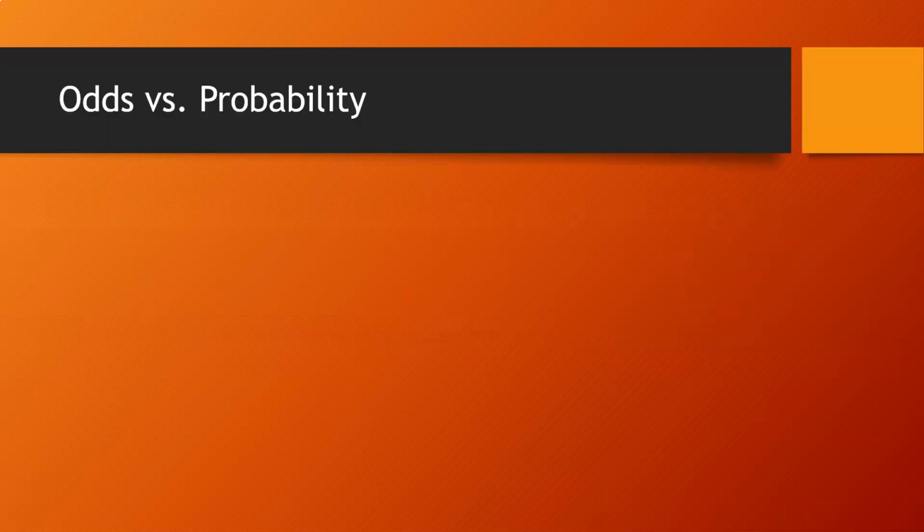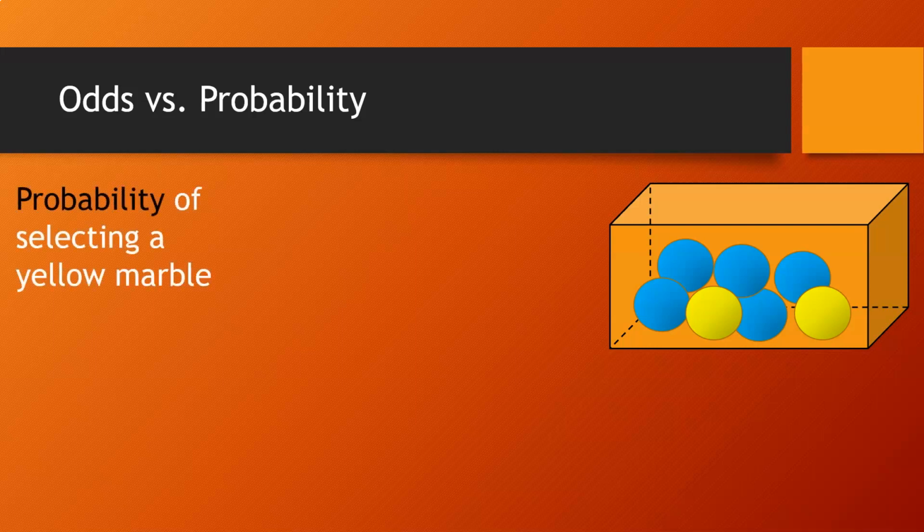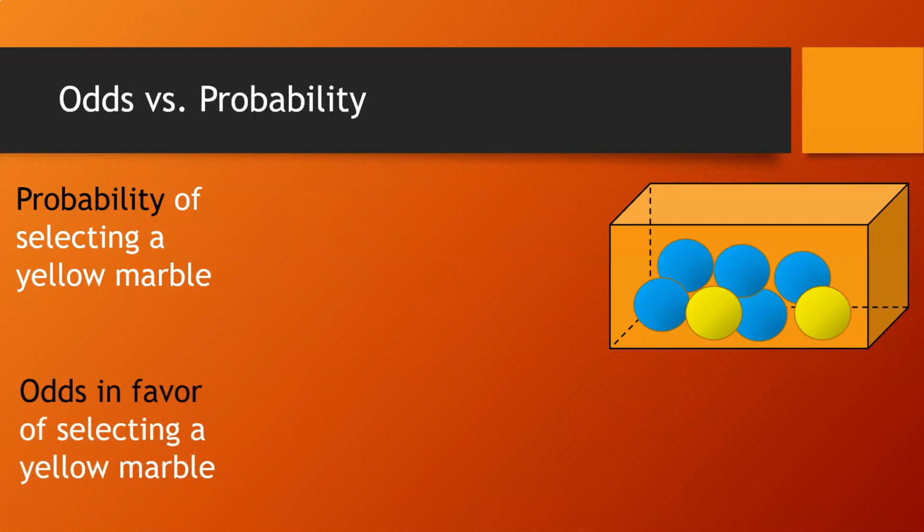One of the best ways to understand odds is to compare it to probability. So let's imagine that we have a box and it has some marbles in it. And our experiment's going to be to draw one marble at random out of the box. We might want to know what the probability is of selecting a yellow marble. Or we might want to know what are the odds in favor of selecting a yellow marble.